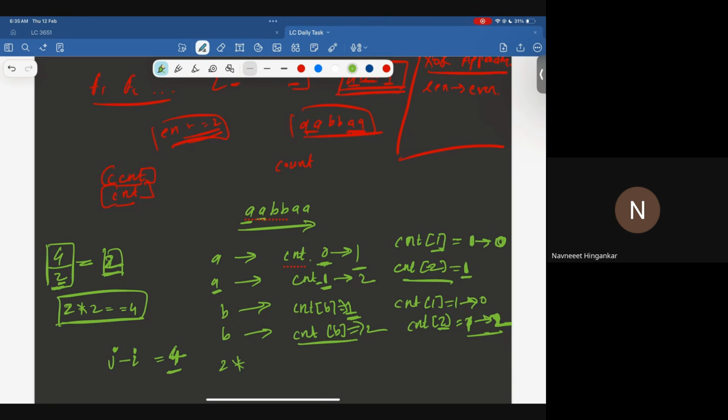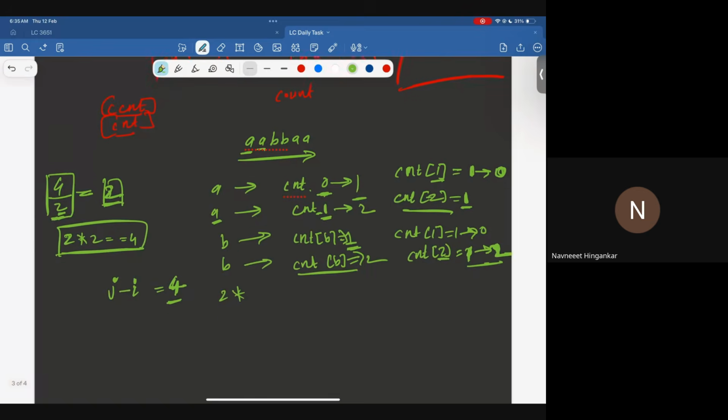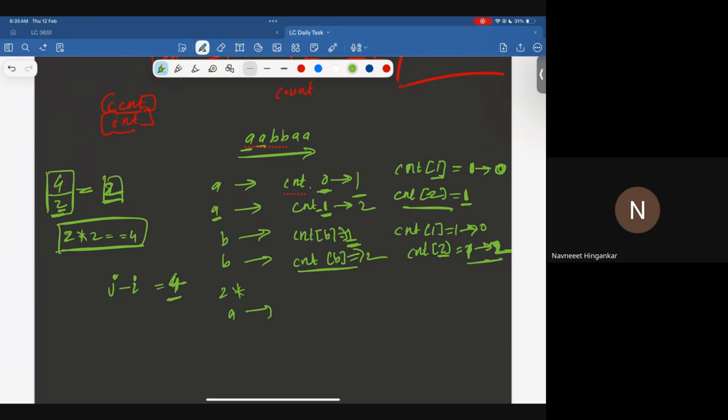Did you guys understand what I did here? I will run one more simulation of the remaining characters. When I add a, my count of a becomes 1 to 2. Now count of a becomes 2 to 3. The moment I add it, my count of 2 is decremented from 2 to 1, because it has changed to 3, and count of 3 will be incremented from 0 to 1. Now another a is added.